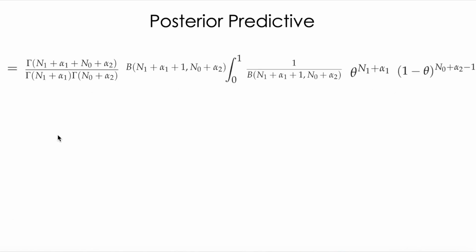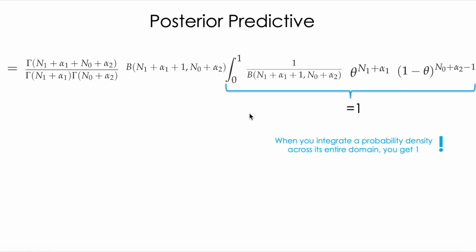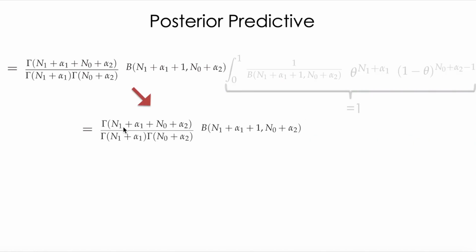Why do we do that? Because now, having this new distribution here, if we are integrating it across the whole domain for theta, remember that theta is the probability of heads, so it lives between 0 and 1. So if we are integrating the full PDF across the whole domain, we get 1 by the definition of every single probability density function. So these terms disappear and now we just stay with the left part.